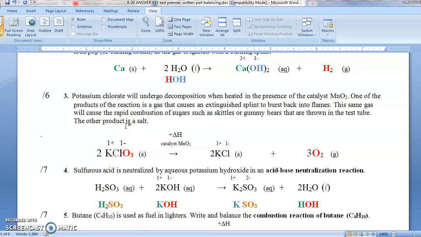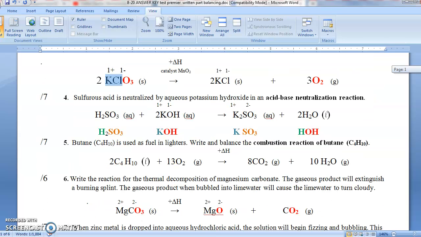The other test is to take a splint and blow it out. If you blow a splint out and it has red embers and you insert it into the test tube where potassium chloride's decomposing, that splint will reignite into flames. So we already mentioned why we have a 3 in front there, but we would need to put a 2 in front here to balance out the 2 potassium chlorides, the salt that is left.